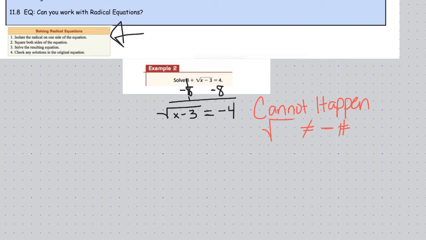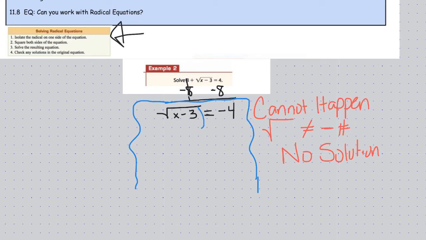When things like this can't happen, we say there is no solution. There is no number in the world that we can put in there for x that will work. I'll show you what I mean. I'm going to finish solving this in green. If I'm Joe Schmo and I think I've got to square both sides, what happens? If I square that square root, it goes away, leaving me x minus 3 is equal to negative 4 squared, which is 16. Add 3 to both sides. That gives me x is equal to 19.